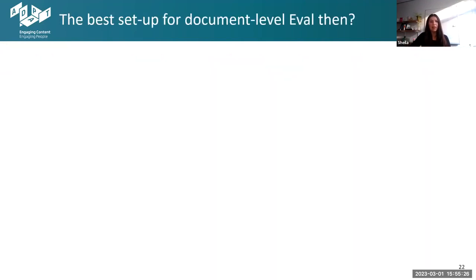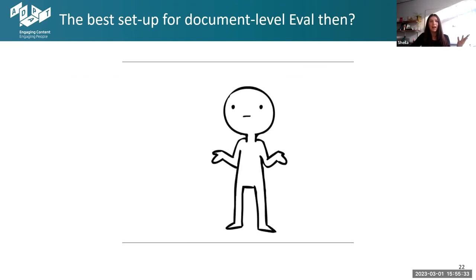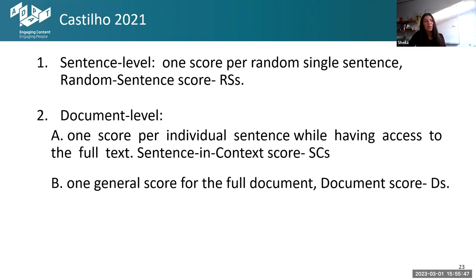So I said, okay, with this experiment, what is the best setup for document level then? And I was like, okay, I did all this work. I have no idea what's the best yet. So I said, okay, let's gather whatever I learned with this and let's try again. So I tried again, and this time I did a modification in the methodology. I did the sentence level again, where I asked translators to give one score per random single sentence, exactly the same thing I did before. But then I had two options for document level. I asked them to give one score per individual sentence while having access to the full text. So I call that sentence in context score.